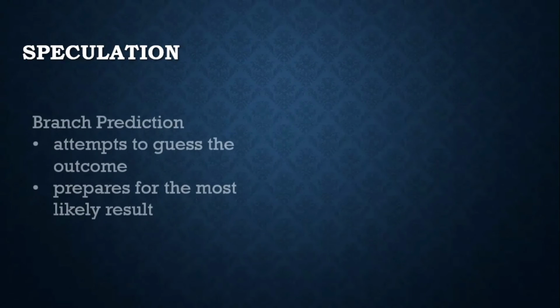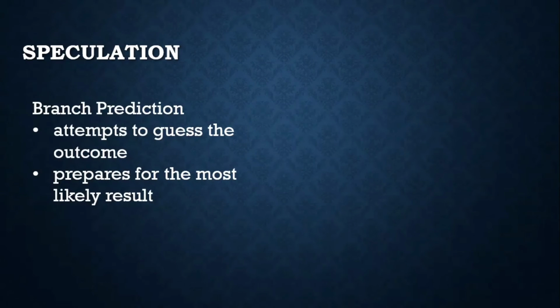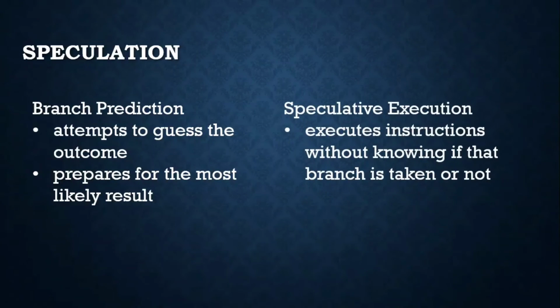Now, let's talk about the speculation in CPU. First is the branch prediction. Branch prediction is used in CPU design that attempts to guess the outcome of a conditional operation and prepare for the most likely result. On the other hand, the speculative execution is a technique when a microprocessor executes a newer instructions to a branch without knowing if the branch is taken or not.